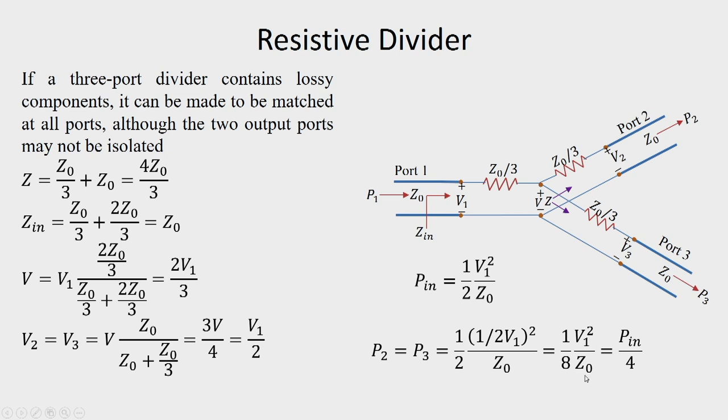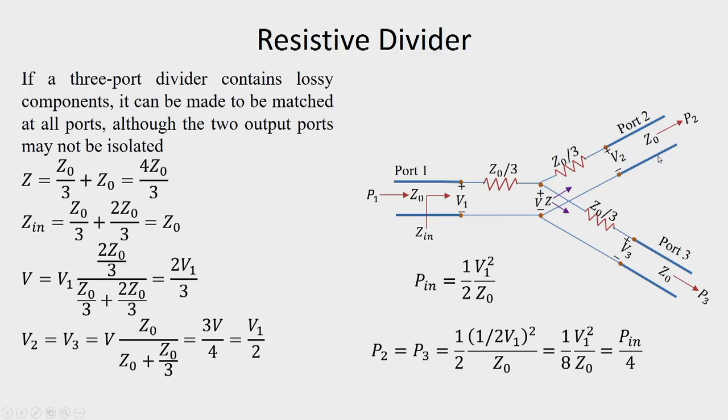And that means it is P in by 4, that means 1/4 of the input power. So, port 2 gets 1/4 of the input power, port 3 also gets 1/4 of the input power. So, we can see that the power that is appearing at port 2 and port 3 are equal. However, we do not get the input power divided between port 2 and 3.